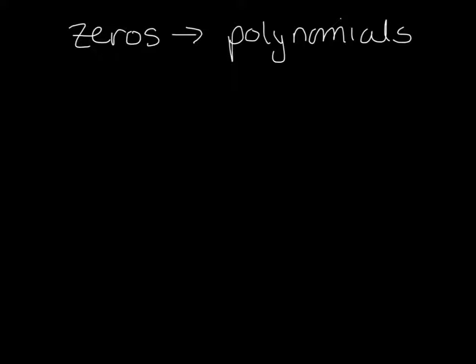Okay, so let's say we're going to go the opposite direction. We're going to give you the zeros, and you have to figure out what the polynomial is. So let's say that I give you the zeros as 2, 1, 2 again, and negative 3i. And I want a fifth degree polynomial, meaning it should be x to the fifth at the end.